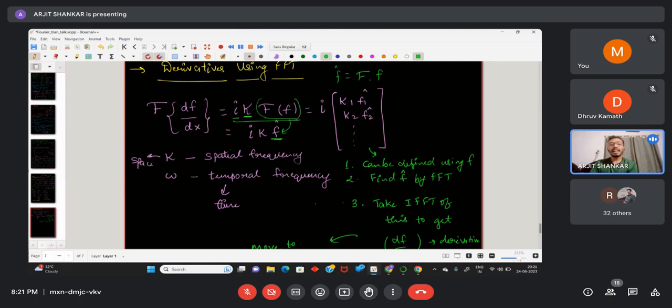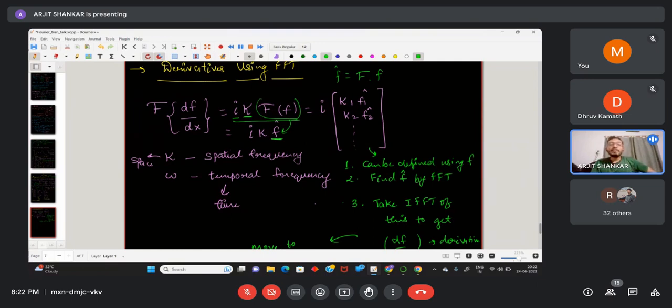Now listen closely. This i is common for all, so I'm taking i outside. This is again a matrix, a column, where the first value is k1 f1 hat, k2 f2 hat, where we are going all the way from the lowest frequency kappa 1 to the highest frequency kappa n. Now you will ask, how can we find out derivatives?